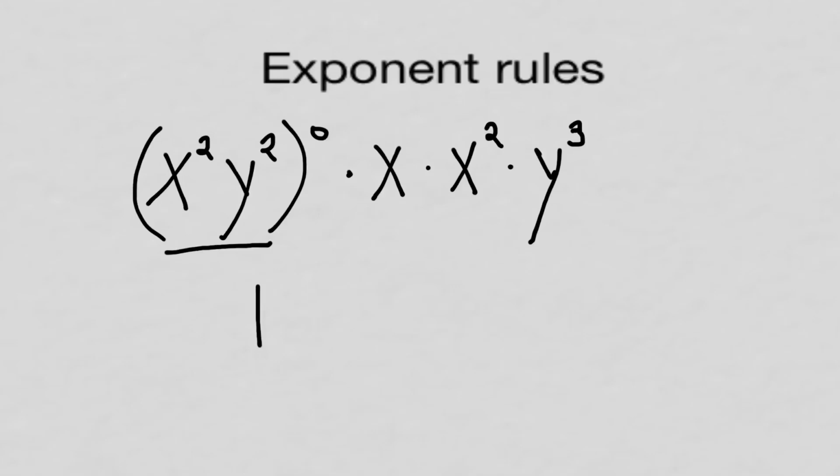X times x squared. We know that x is to the first. I add the exponents. I get x cubed times y cubed. I don't do anything with the y. There's no other y's in this problem. So y cubed, and I don't need this 1. That's my answer. X cubed times y cubed. All right.